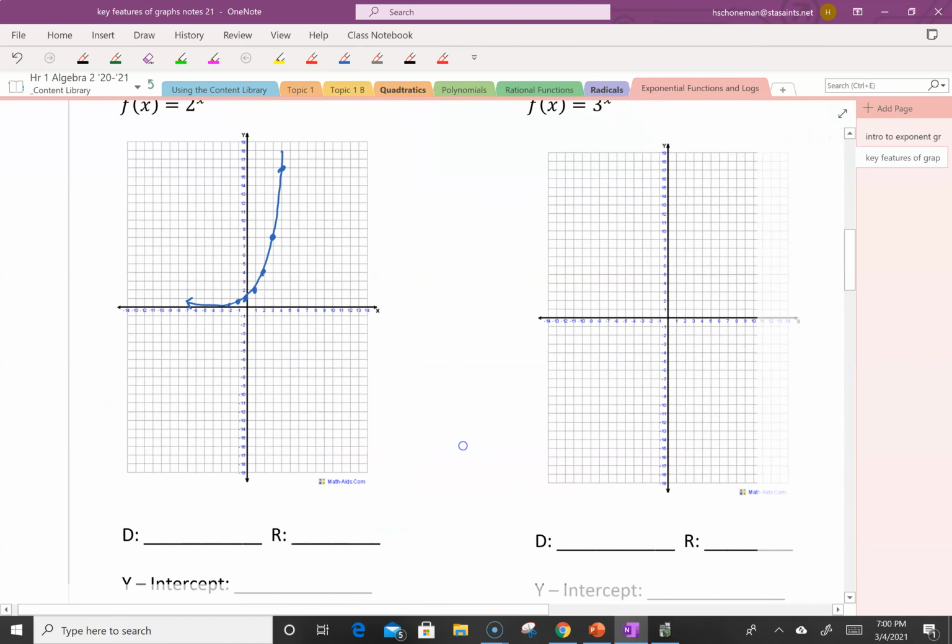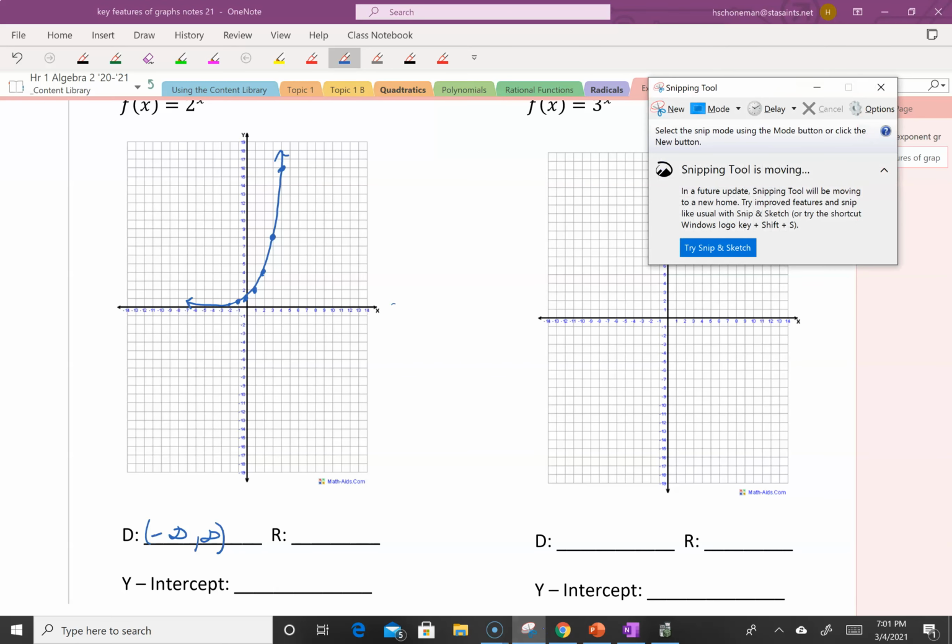Okay, so now that we know what the graph is going to look like, we need to find the domain and the range. So the domain goes left to right. Well, I can put in all the negative x's I want and all the positive x's that we want. We saw that when my calculator got out of control and went too far. So the domain is going to be all real numbers.